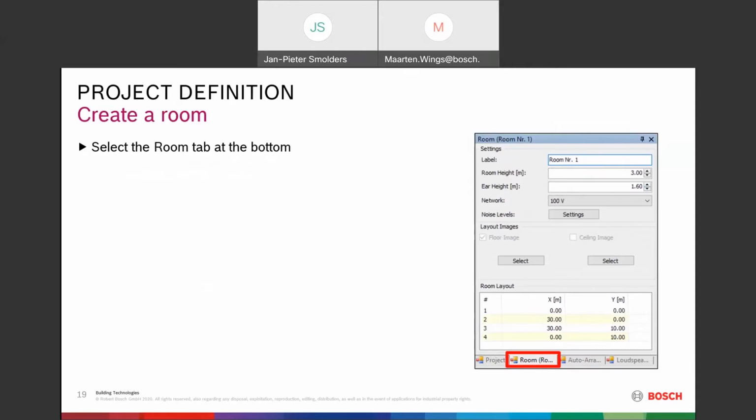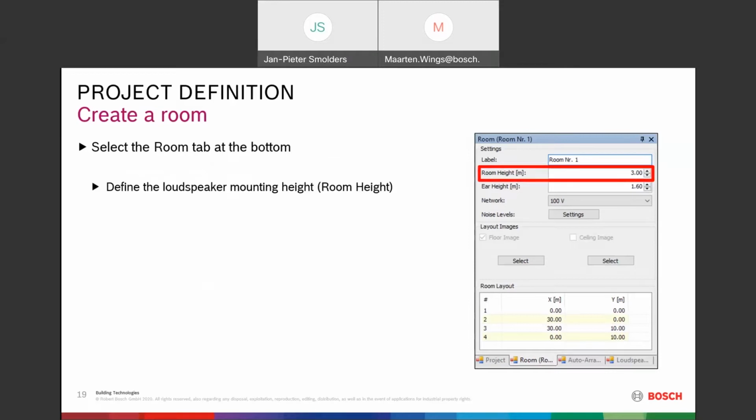Now in the second tab on the bottom of the software you will see the tab called Room. If you click on that, there are some things you can define here as well. You can give it a label, so for instance, this is the first room, or whatever kind of room you have. Then the room height. This is my default setting here: room height is 3 meters. And the listening height, the ear height, is 1.6. So that's for people who are standing up.